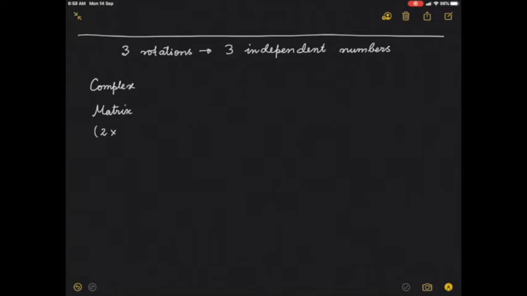And we start with a 2 by 2 complex matrix instead of a 3 by 3 matrix. Okay, so we start with such a matrix. Let me call this Q, and in general it can be represented as alpha, beta, gamma, delta.